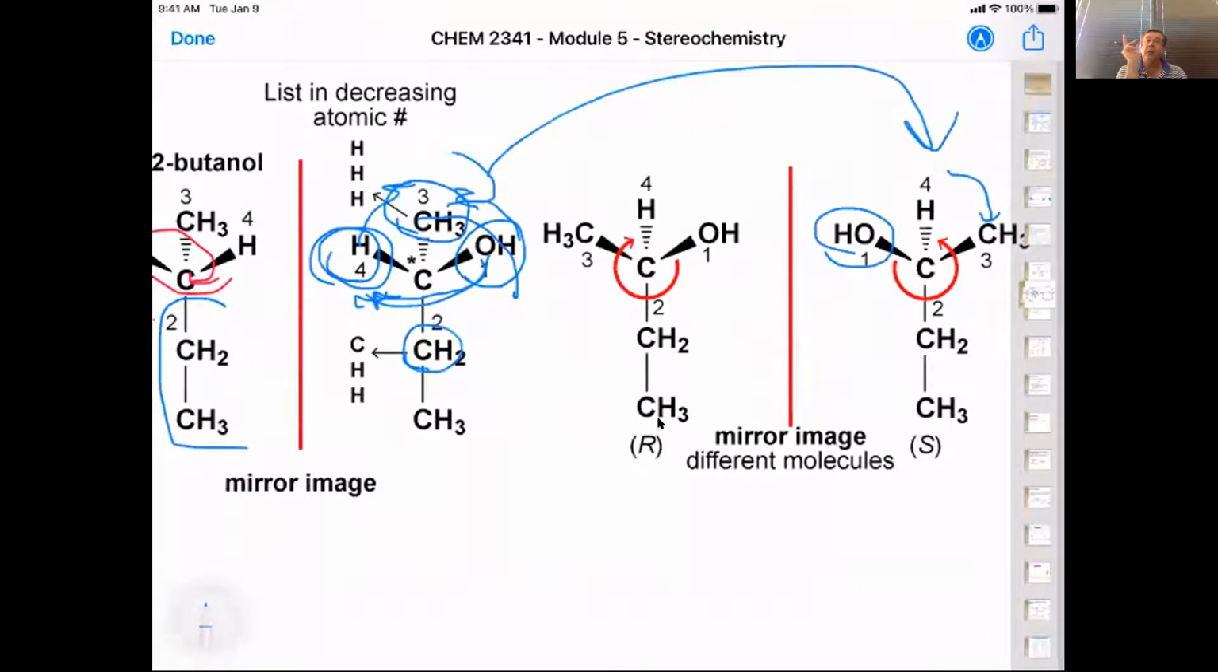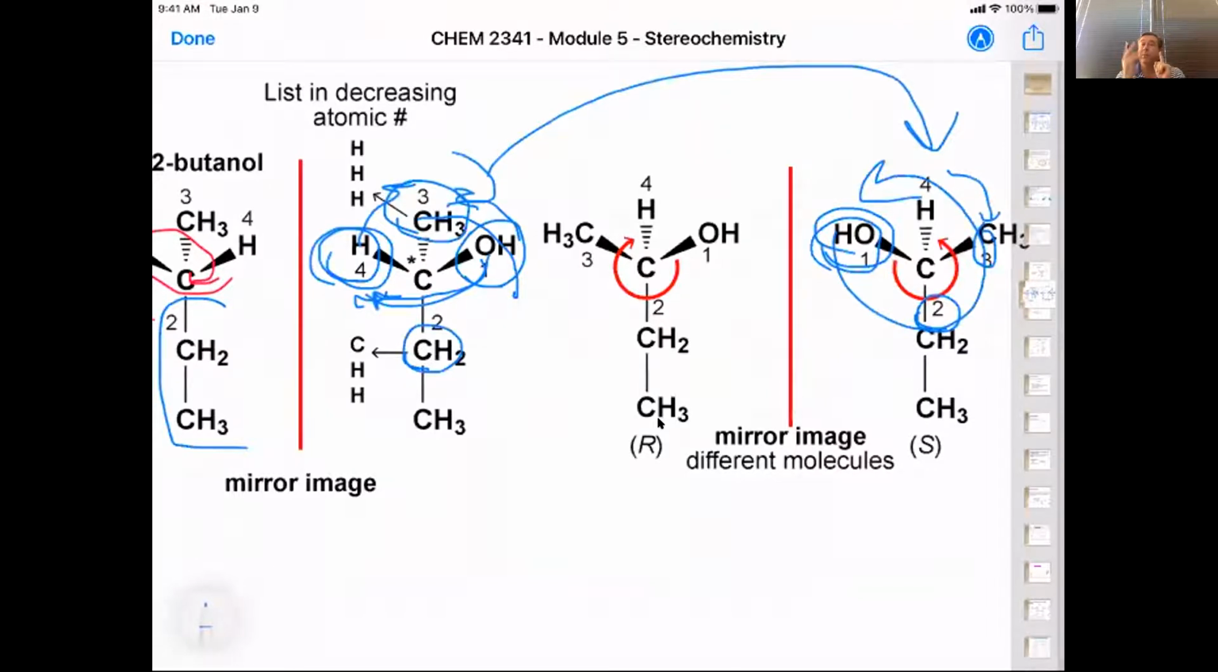So now that we've rotated that correctly, now that we have all of our 3 highest priorities facing us, we can now look to see what order the priorities are in. We have 1, 2, 3, which puts us in the counterclockwise formation. And in the counterclockwise formation, that turns it into the S.